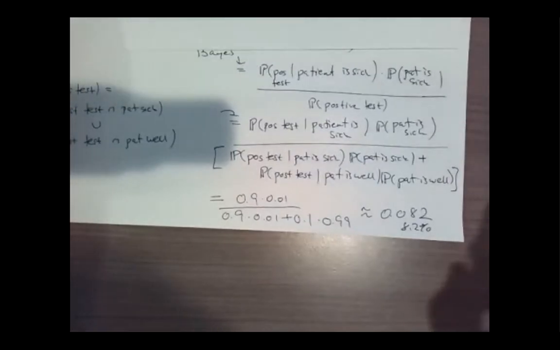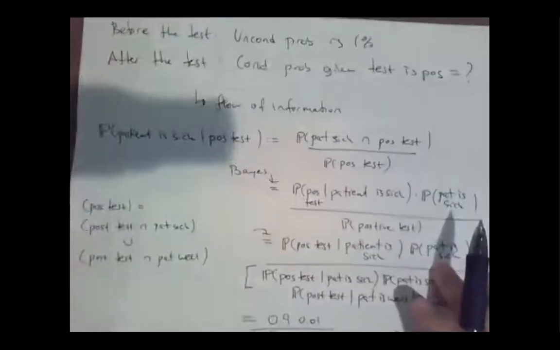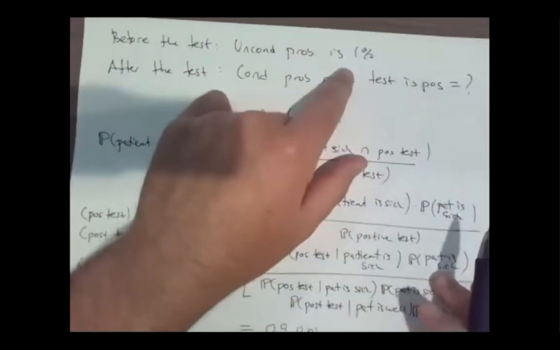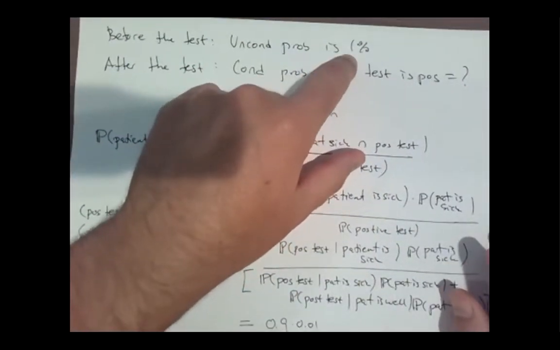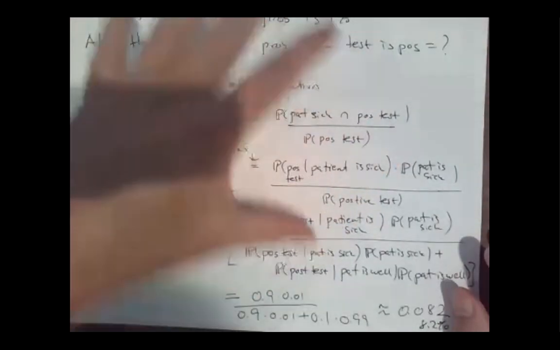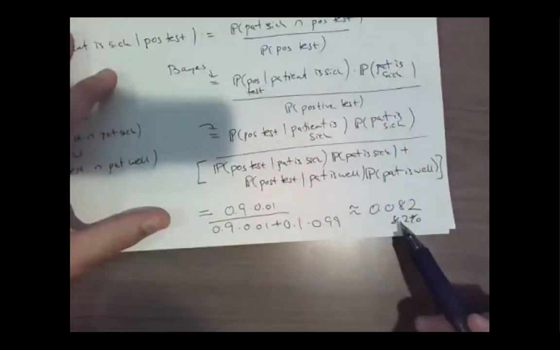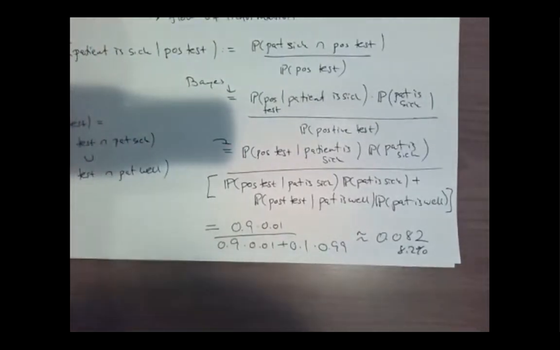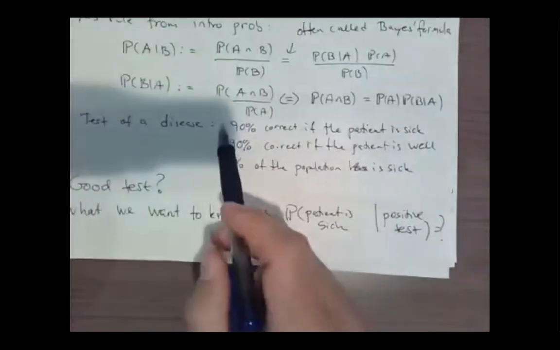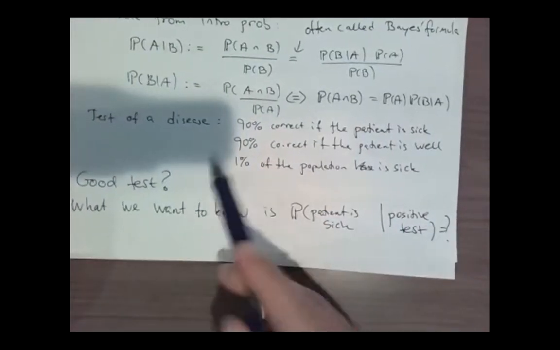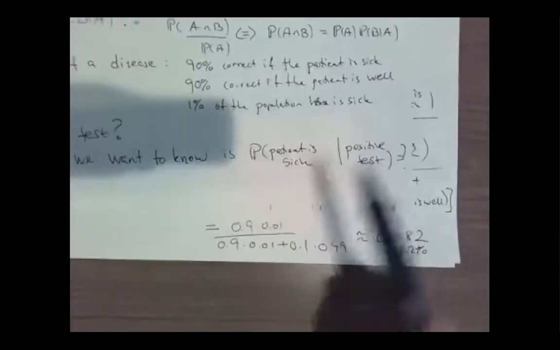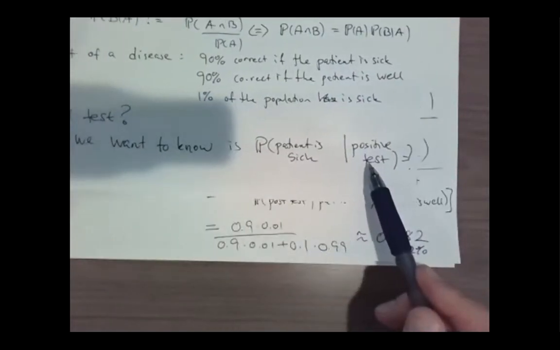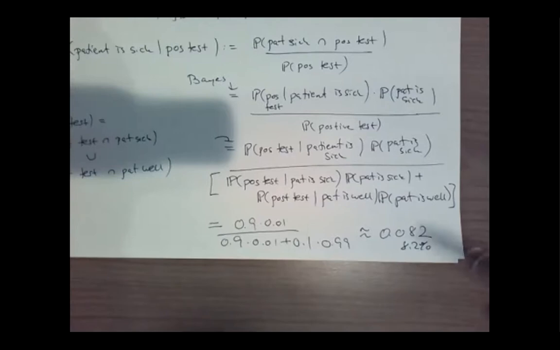And so what happens is that the unconditional probability of actually being sick before the test was 1%. Now you test positive under these conditions, your probability jumps up to 8.2. So this is just important to keep in mind when you get tested for something, that this test is not perfect. And because it's not perfect, you can test positive without being sick. And here, the conditional probability of actually being sick, given that the test is positive, is 8.2%.